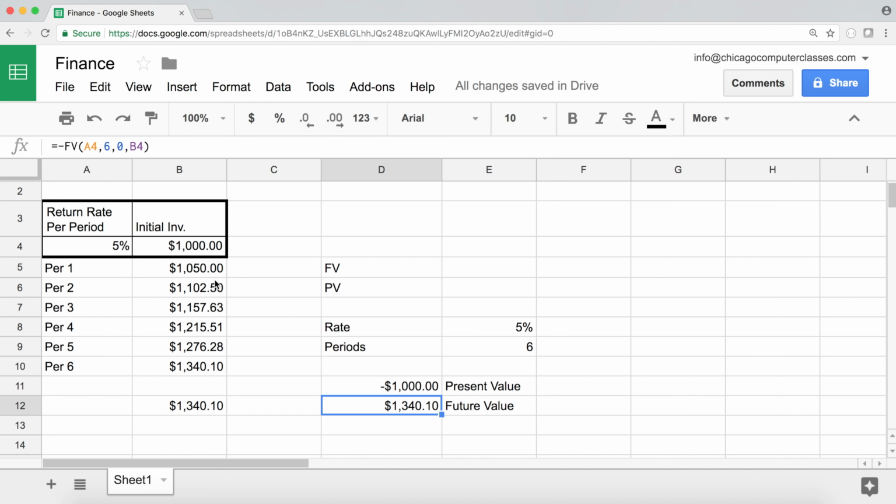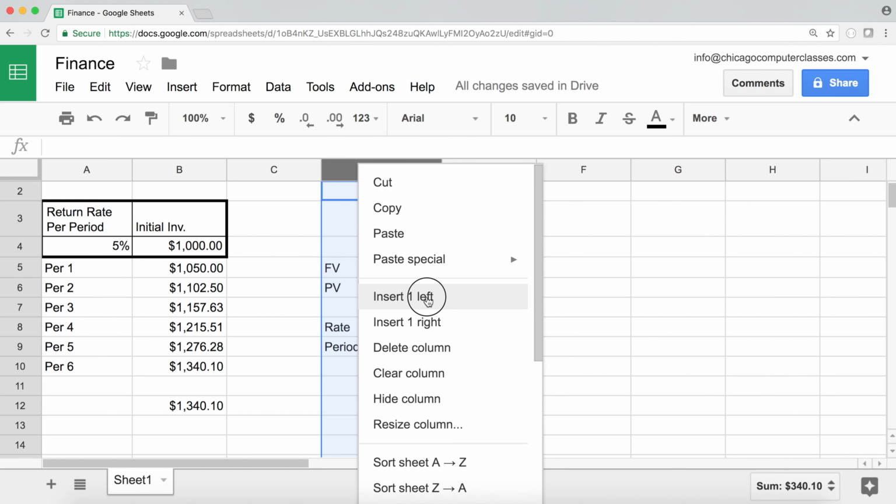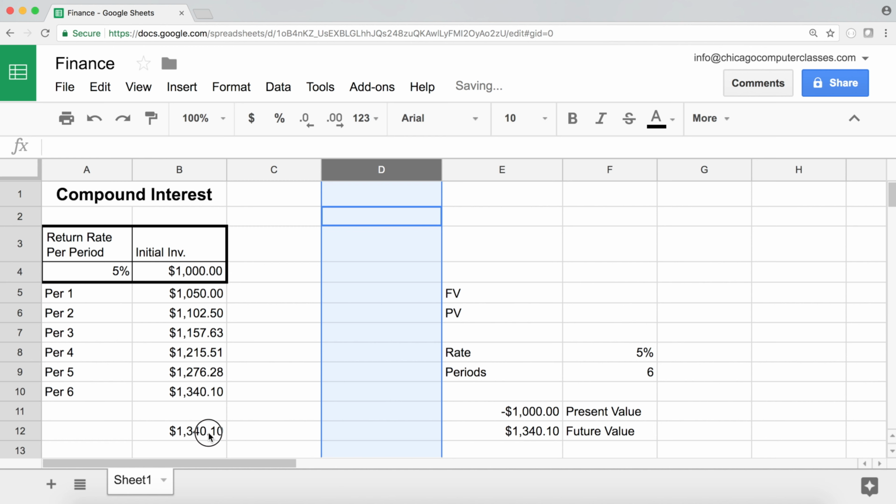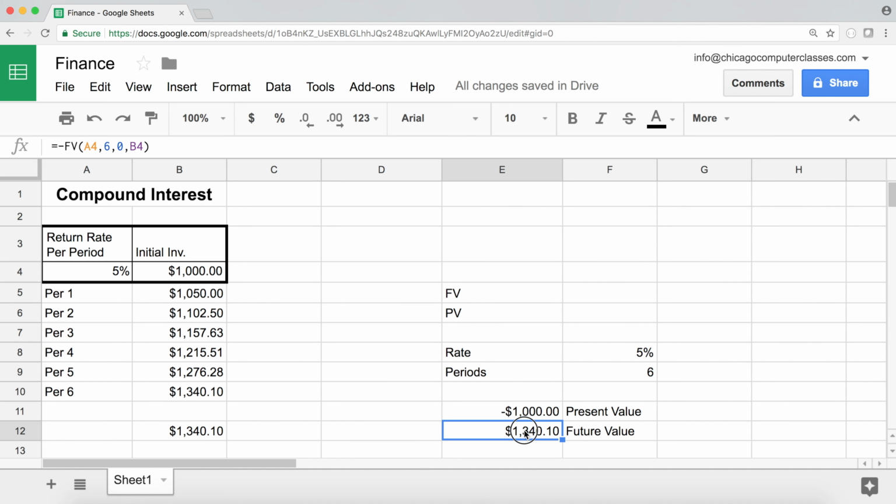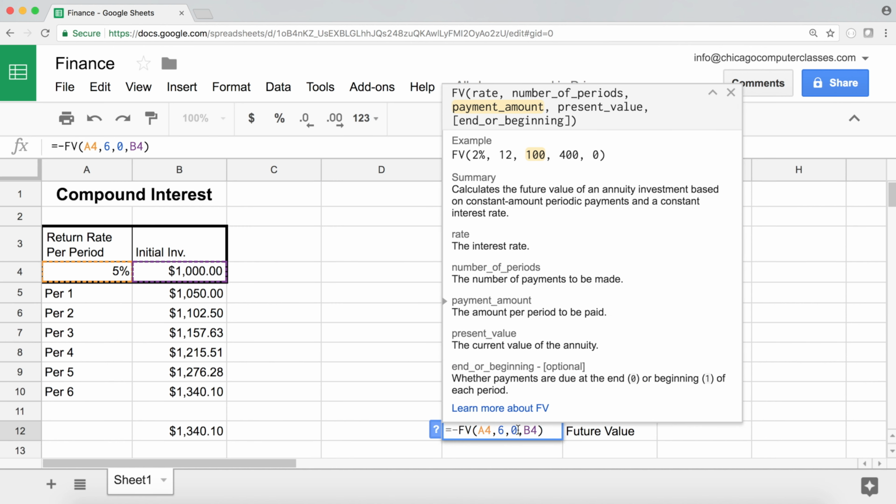Now let's look at a case with payments, because if you remember in our future value, for example, we have this option for payments we make. See? So for example, a payment $100.